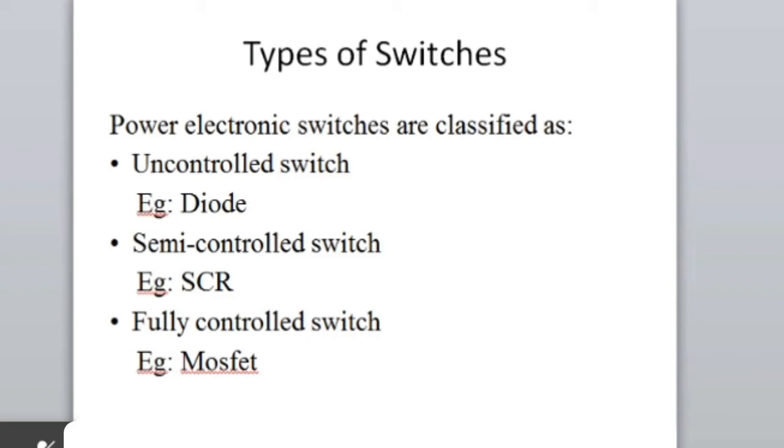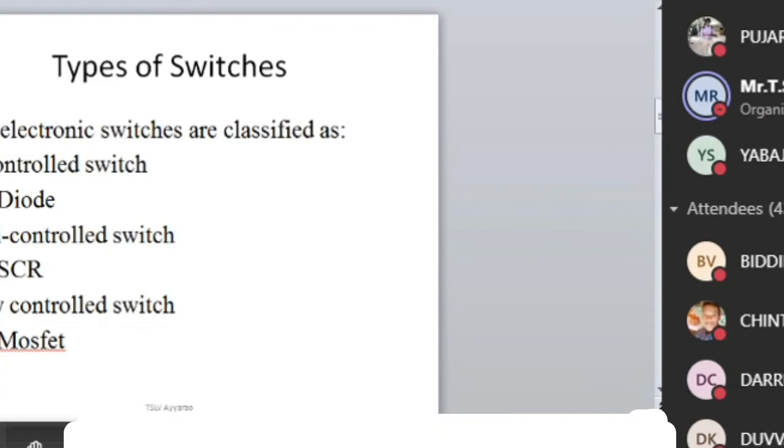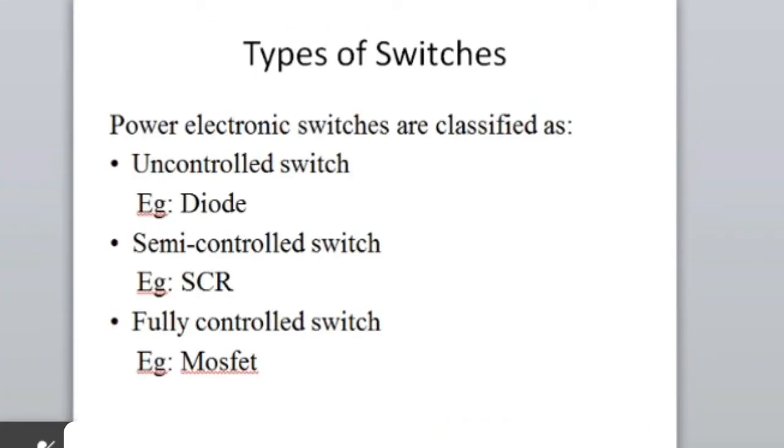Okay. The next classification is the semi-controlled switch. This is a very typical switch, and most of the power electronics we are discussing involves this semi-controlled switch. An example is the silicon controlled rectifier. We'll talk about this later.